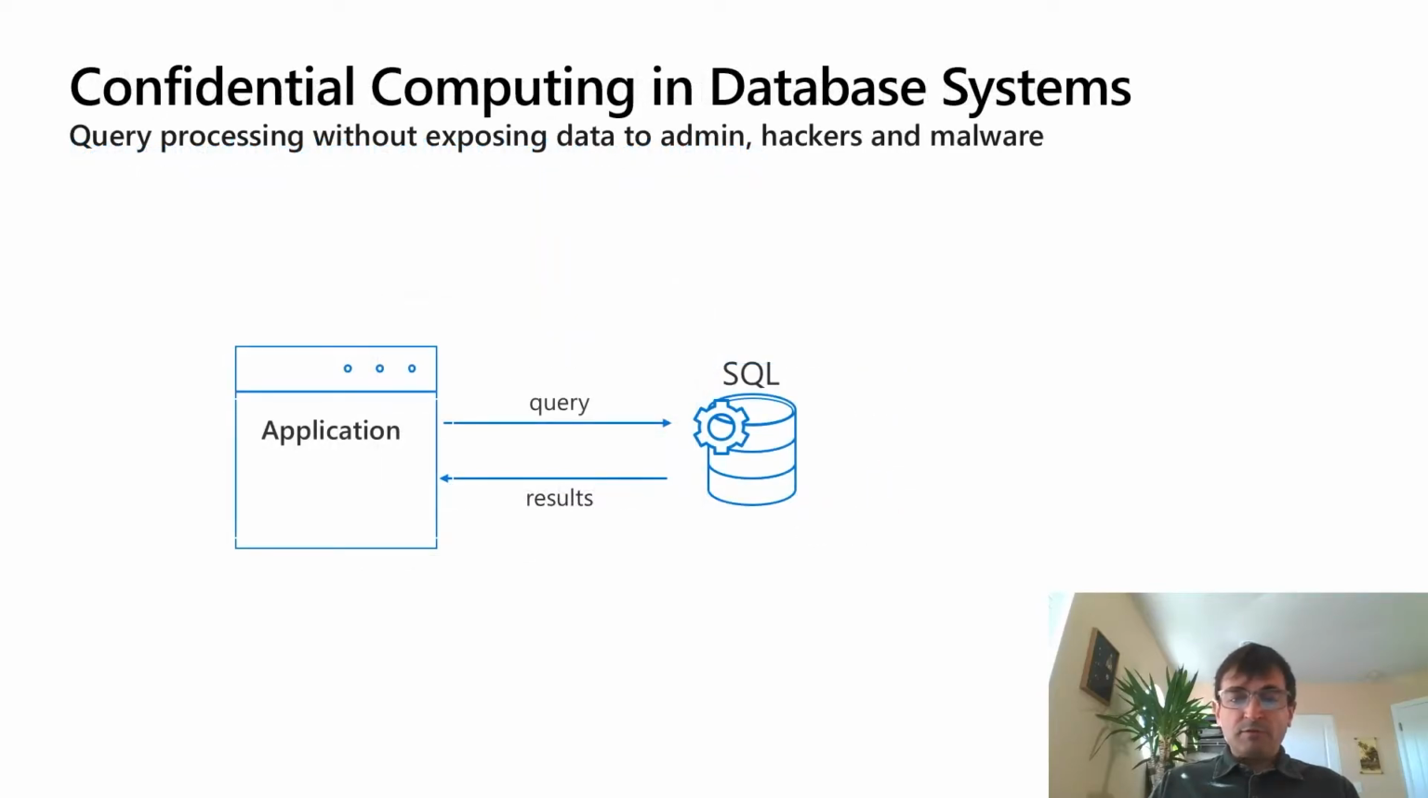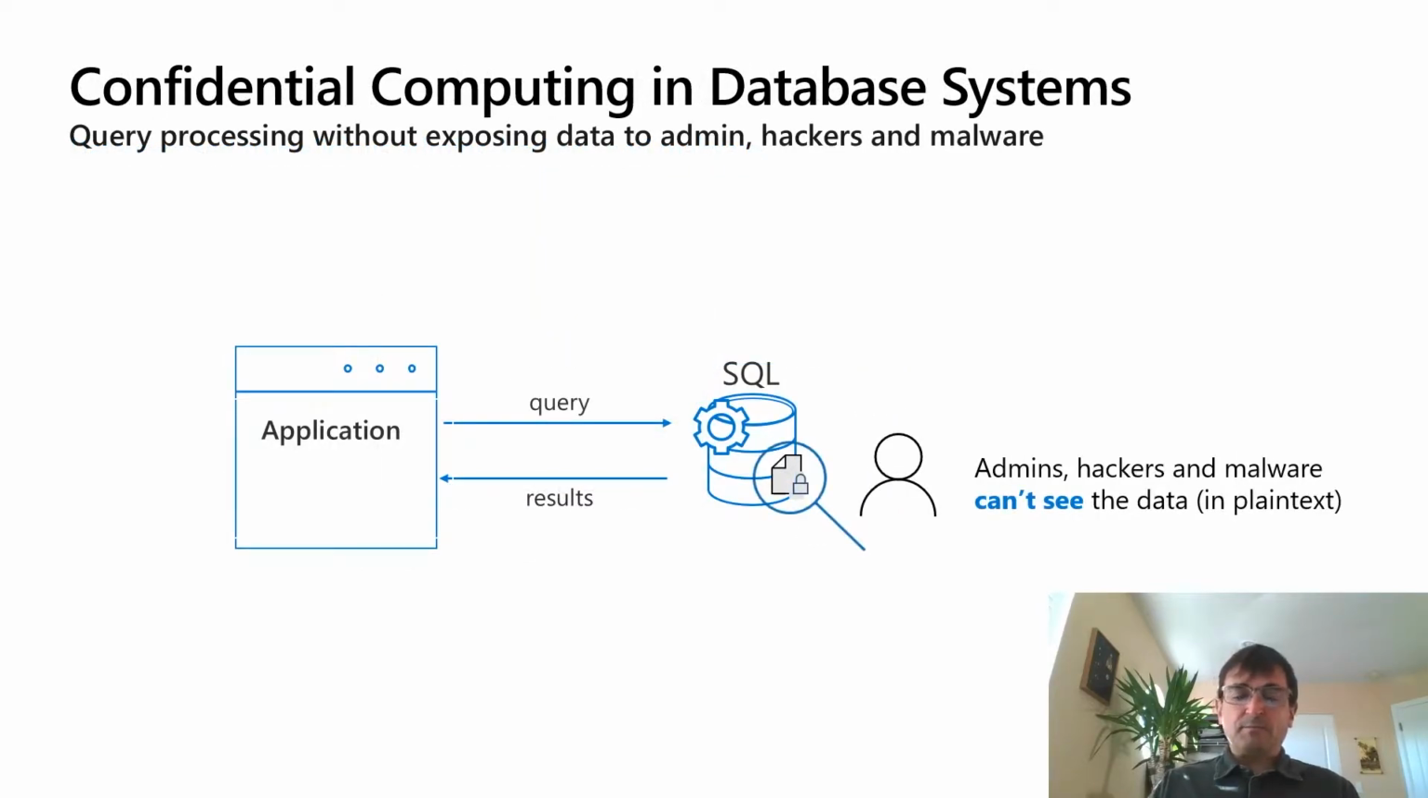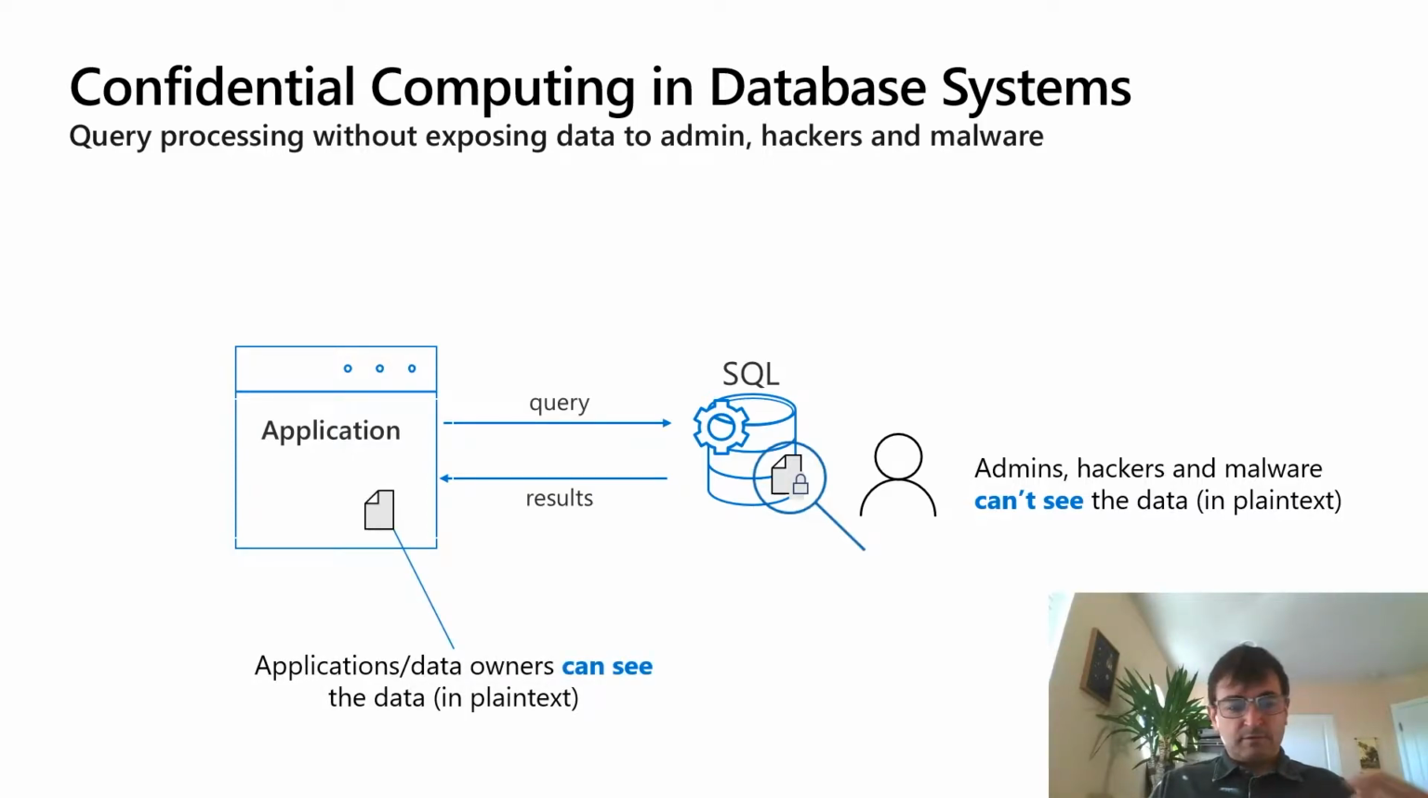So we want to protect the data from such attack vectors, from such powerful and unauthorized high-privileged users. We want to make sure that these users cannot see the data, at least not in the clear. On the other hand, we want to make sure that applications, authorized users, and owners of the data can see it. And also, what's probably the most important here, we want to ensure that the database system remains useful.